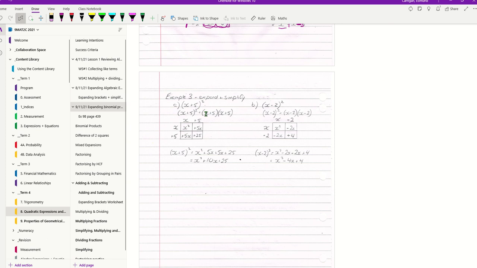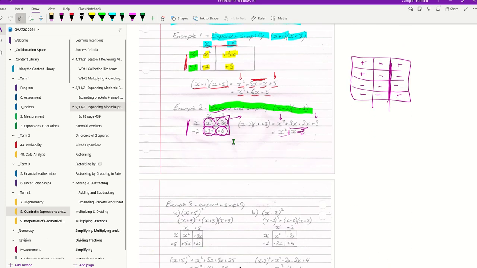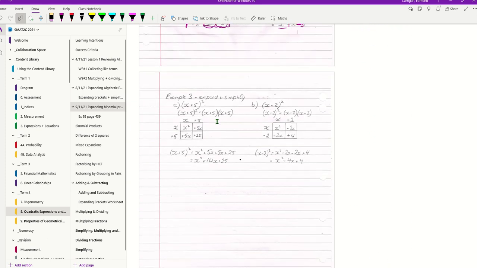All right, so example 3. This bit at the bottom is just expanding and simplifying perfect squares, as a rectangle. So (x + 5) squared is (x + 5) times (x + 5). Remember, anything squared, 4 squared equals 4 times 4. x squared equals x times x. So we've got a bracket, and we've got (x + 5) squared. That is going to be equal to (x + 5) times (x + 5).